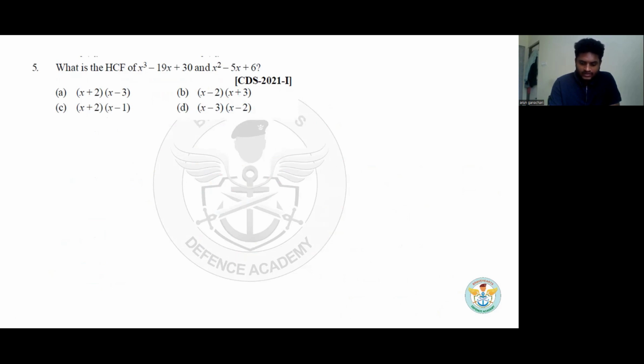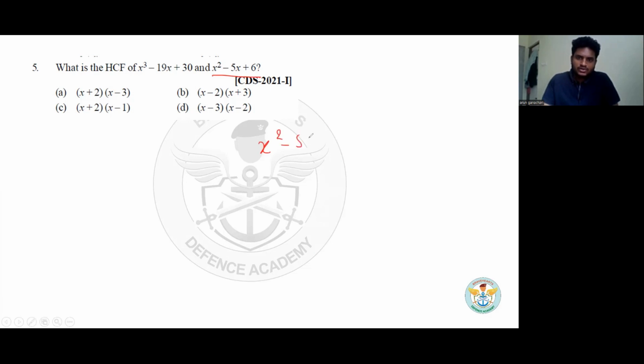What is the HCF? HCF is common numbers. How will you find it? I'll give you one very small hint. First, try to solve your quadratic equation. What is your quadratic equation here? Your quadratic equation is x square minus 5x plus 6. Try to solve this quadratic equation first and find the roots.